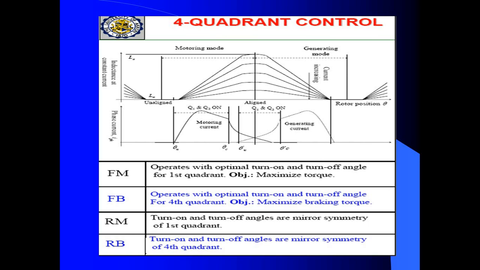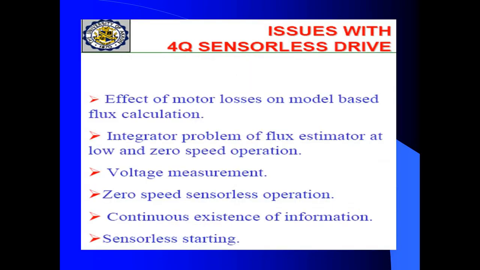First, motoring operates with optimal turn on and turn off angles of the first quadrant, the objective being maximum torque. Then forward motoring and forward braking operate with optimal turn on and turn off angles, fourth quadrant objective, maximum braking torque. And then next one is reverse motoring. The turn on and turn off angles are mirror symmetric of the first quadrant. And then reverse braking, the turn on and turn off angles are mirror symmetric of the fourth quadrant.